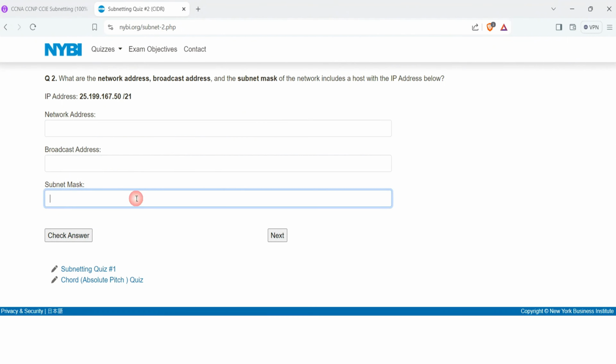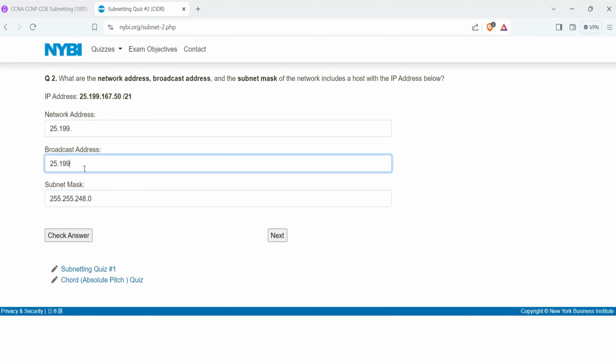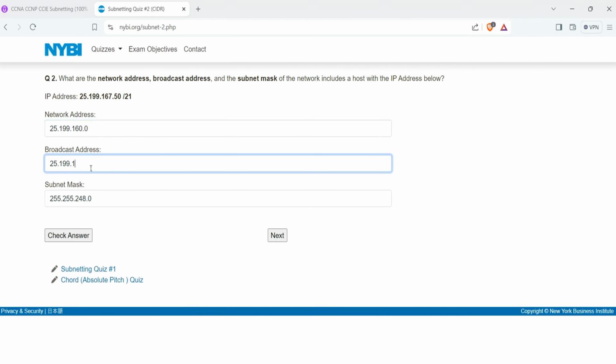Let's go next. Slash 21. 255 is 8 bits. 16 bits. Five more bits. Oh, okay. It's 248.0. The first two octets, right? They don't actually change. 25.199 dot. Where does 167 fall under? Well, how did I get 248? 128, 64, 32, 16, 8. Jump start is 8. Well, I don't like saying 0, 8. I could say 8 times 20 is 160 and 8 is 168. So it's between 160 and 168. 160.0 is a network ID. The next network is 168, so 167.255 is the actual broadcast.